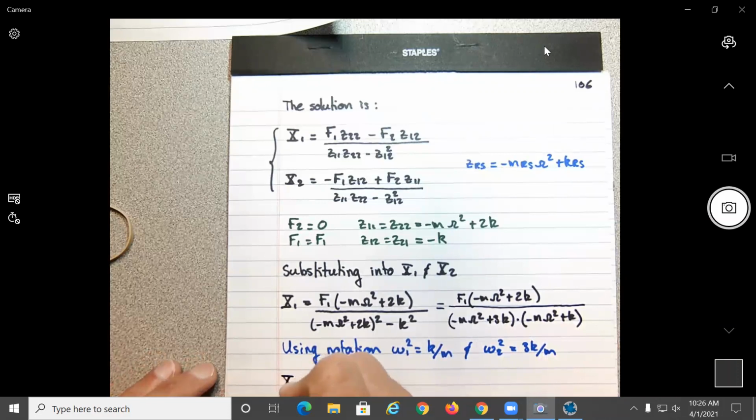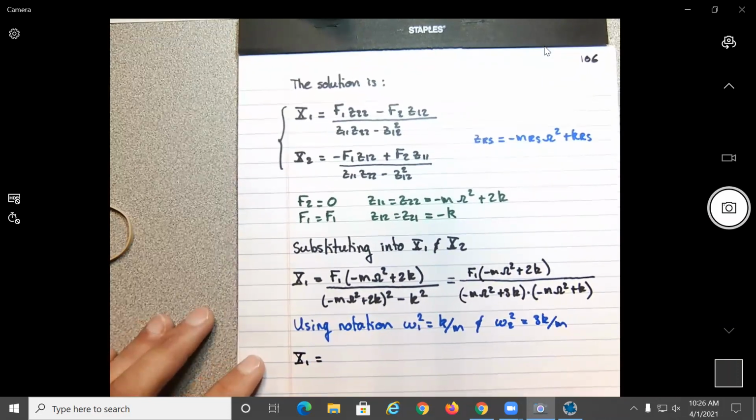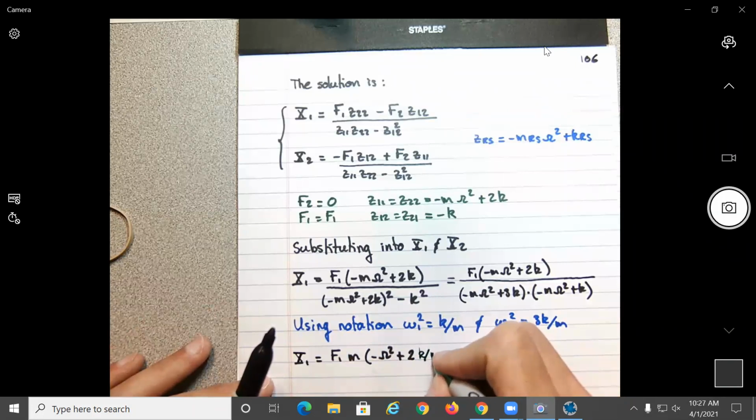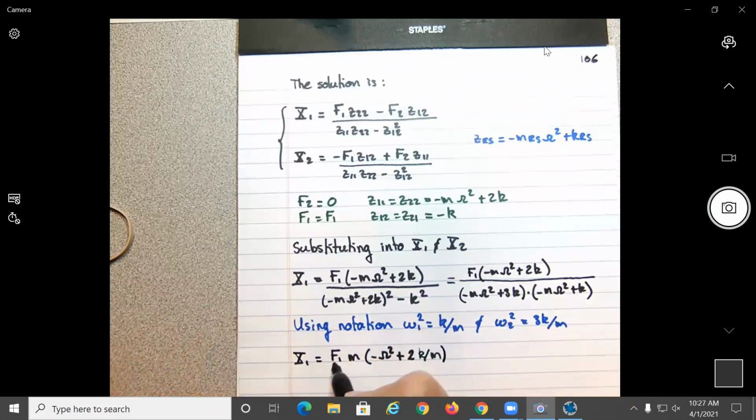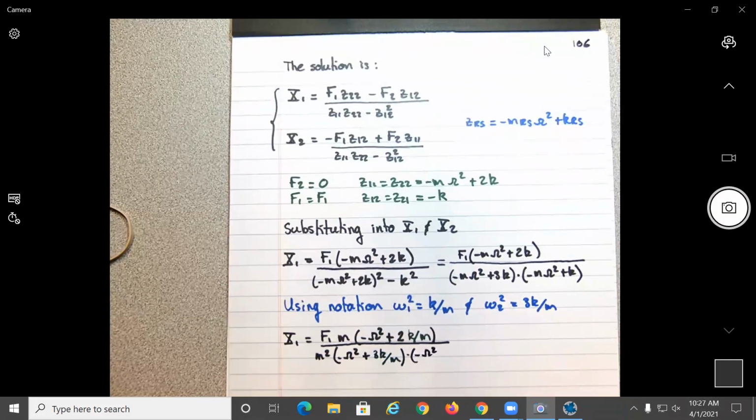We can rewrite X1 as being equal to F1 over M. So a factor of the M outside, okay, minus lambda squared plus 2K over M, divided by M squared, factors of minus lambda squared plus K over M times minus lambda squared plus K over M.